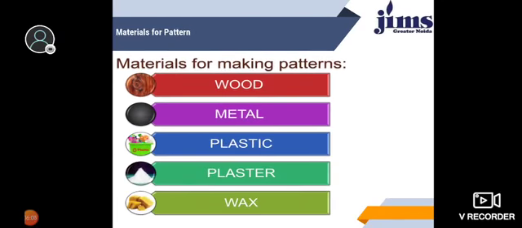Next, what are the materials of a pattern? While making the pattern, there are certain materials which we use. Those are wood. Wood is the basic material with the help of which we make the pattern. It is the most widely used material because it is cheap and light in weight, and in almost every pattern making we use wood. Next is metal. Next we have plastic. Then we have plasters, and finally we have wax.